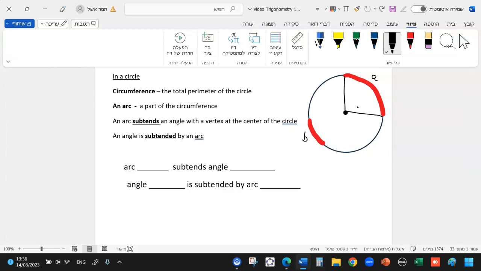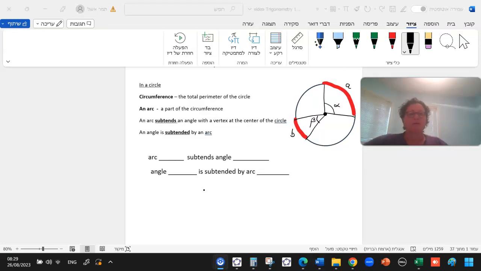This arc A subtends this angle, let's call it alpha. And this arc B subtends this angle, let's call it beta. And so we can write that arc A subtends angle alpha, or angle beta is subtended by arc B.